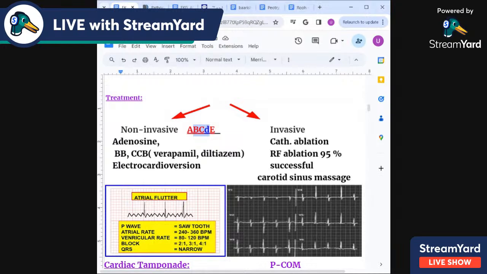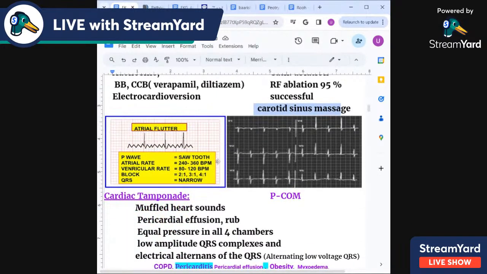The invasive treatment is catheter ablation, which removes the nodal reentrant tachycardia, and especially the right fasciculus ablation is 90 to 95% successful. Another treatment may be carotid sinus massage. See here, for nodal reentrant tachycardia carotid sinus massage may be done, but for first degree heart block carotid sinus massage is not done. In fact, that increases the block.